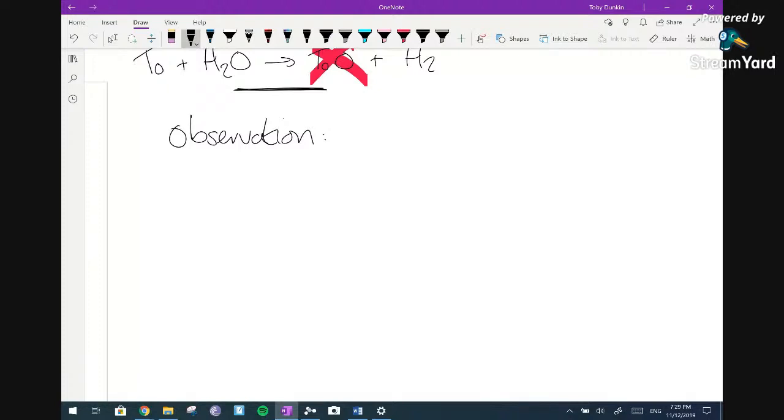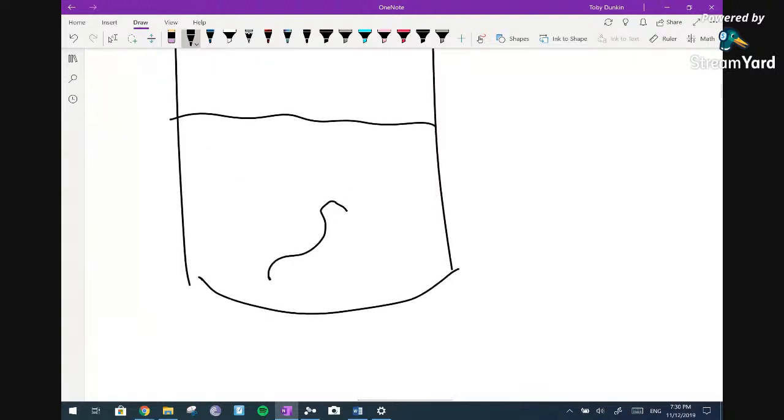I don't like the word dissolve. It's forming a new compound and dissolving into the water. But we're going to see bubbles. So here's what the observation is going to look like. We've got our beaker, we've got water in it. If we add our ribbon of tadonium, we're going to see bubbles coming off the surface of my metal.